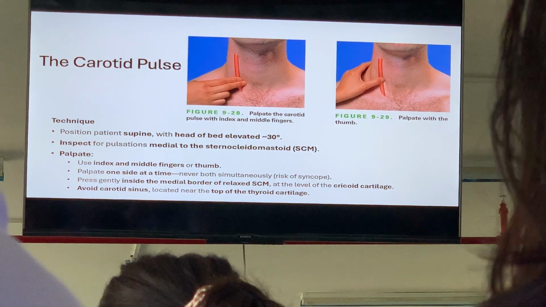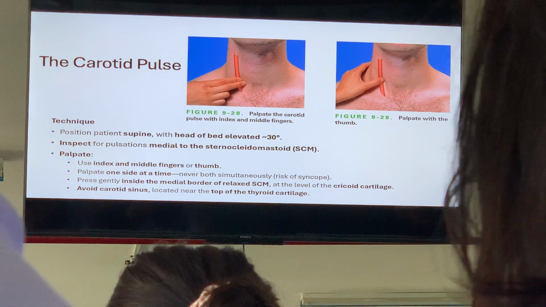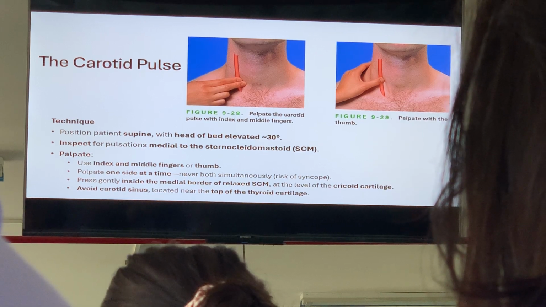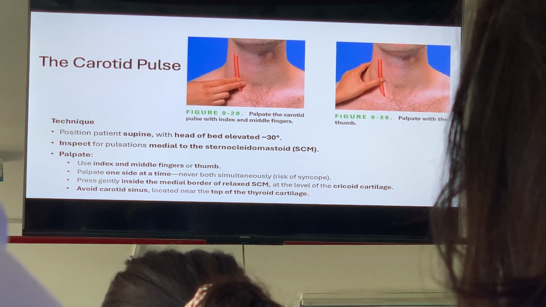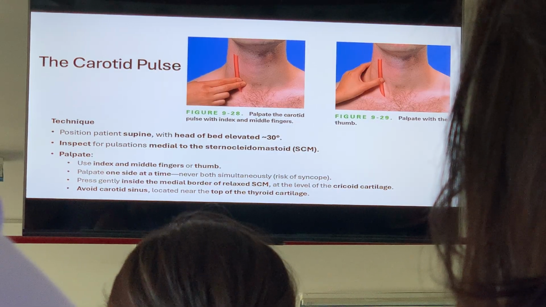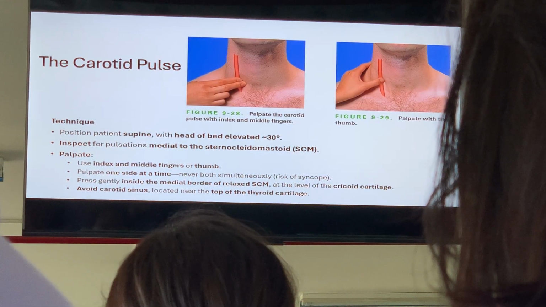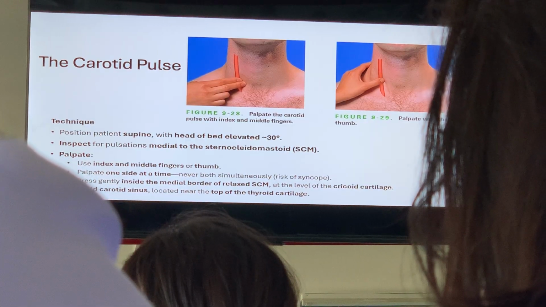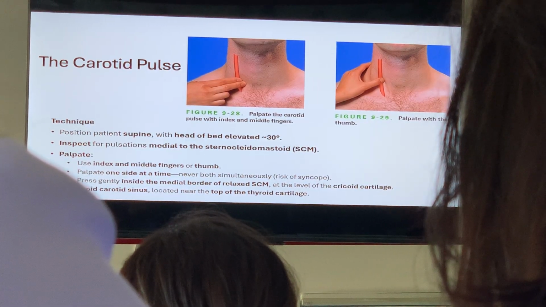Then you avoid massaging your carotid sinus. Above the pulse, there's a sinus there, so do not massage that one. That can cause arrhythmia. Or when you have an arrhythmia, you massage that one, and that can terminate it. It's nice to know.